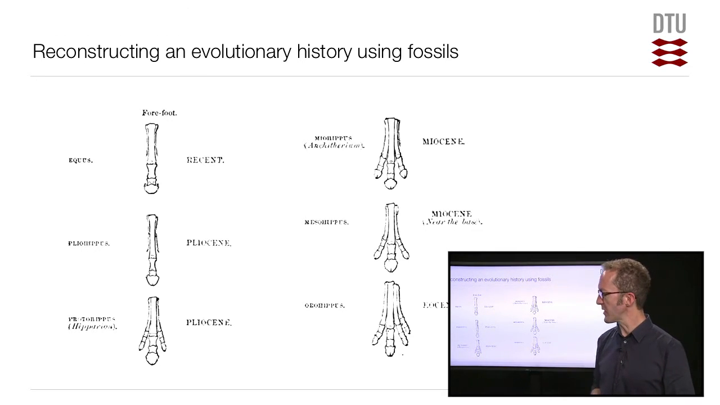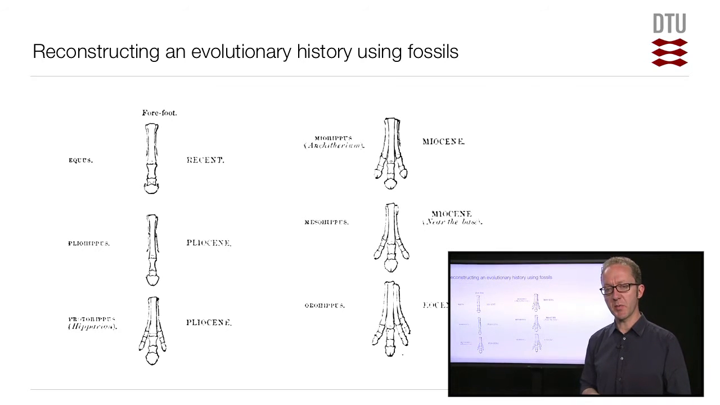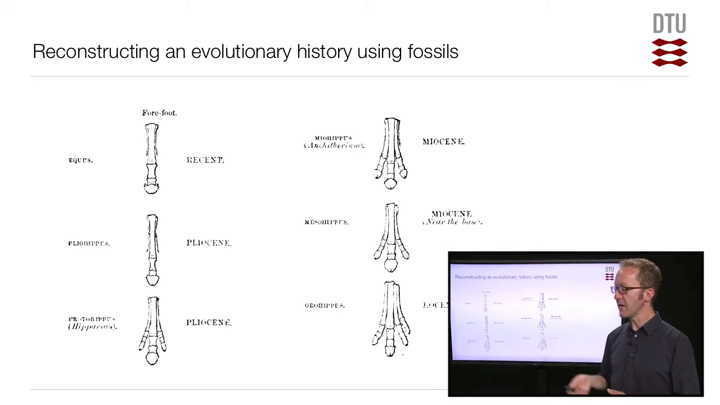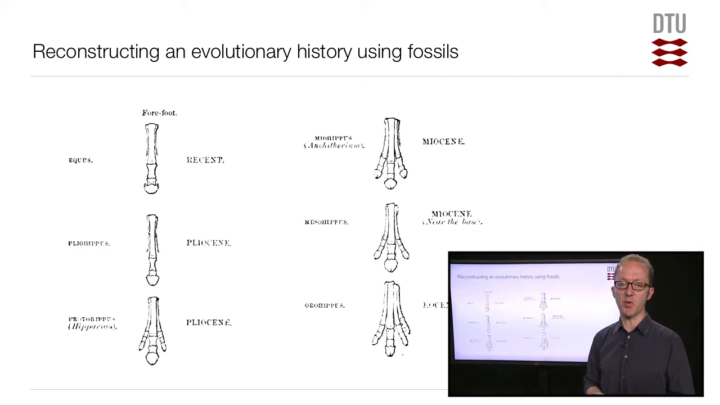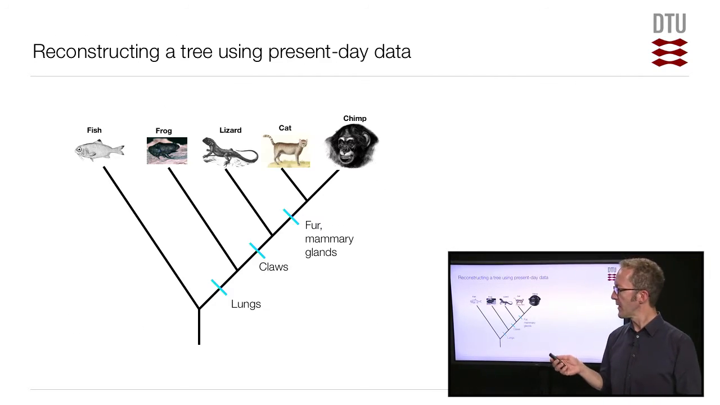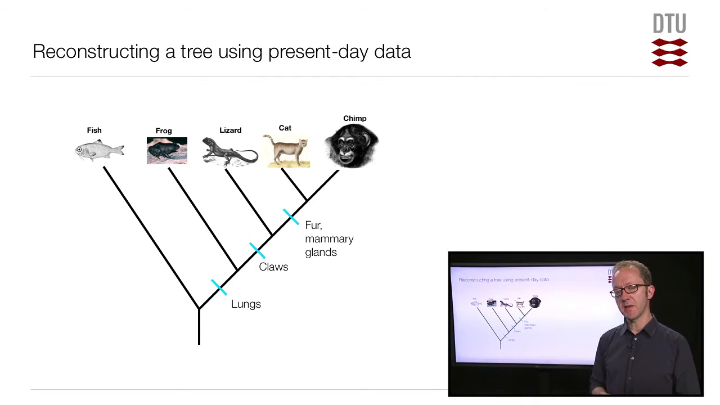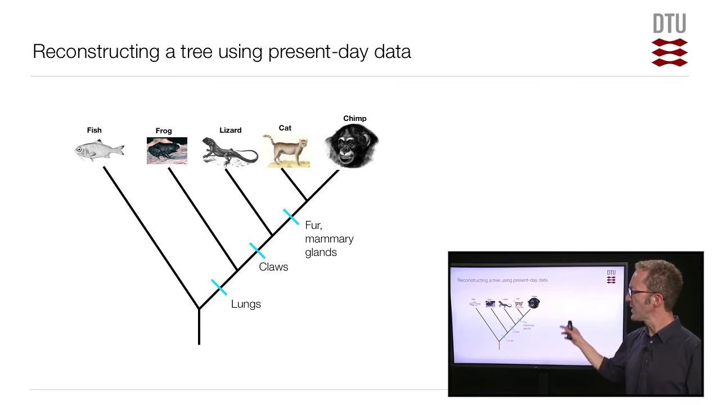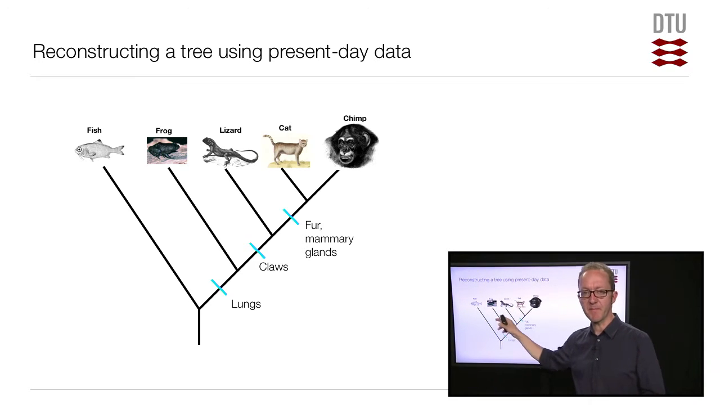However, as I mentioned in the start of the course, fossilization is a highly improbable process. There are not that many fossils that we could form the full history of all animals on the planet. Therefore, it is fortunate that it's also possible to build evolutionary trees using only present-day data.